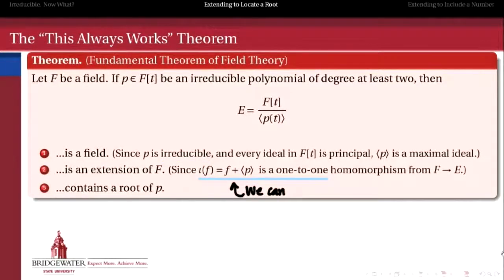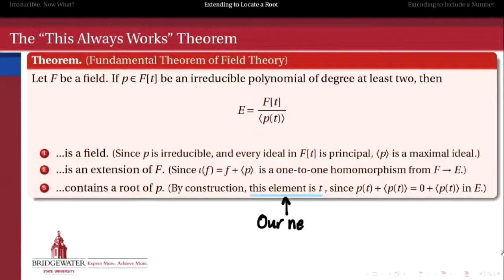Why does it extend F? Because this monomorphism can locate F inside of E. All we have to do is take every element of F and send it to the coset F plus the principal ideal generated by P. So we can locate a copy of F inside of E, therefore E is an extension of F. And finally, the most important thing, the reason why we did this whole construction, is that this new field E contains a root of our polynomial P, where the original field F did not. And by construction, that element is exactly the thing that we call T, because we exactly set P of T and all of its multiples equal to 0 inside of this quotient.